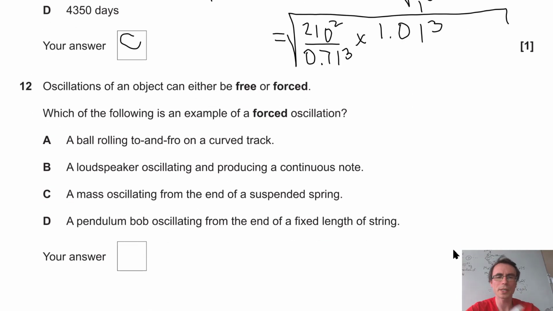Okay, moving on. Oscillations of an object can either be free or forced. Which of the following is an example of a forced oscillation? So a force has to be continuously applied. A ball rolling to and fro on a curved track? Nope, something displaced it, and then that made it roll. A loudspeaker oscillating and producing a continuous note? Absolutely, there is an electromagnetic force continuously moving the speaker. So correct answer is definitely B.